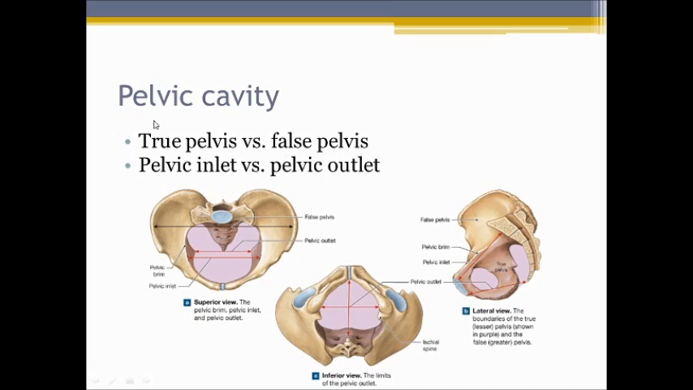We also have the distinction between the true pelvis and the false pelvis. The false pelvis is anything between the iliac crests on either side before it reaches the pelvic inlet. The pelvic inlet is just the opening to the pelvis from the superior view. Anything below the pelvic inlet to the pelvic outlet is the true pelvis, and the pelvic outlet is just the opening to the pelvis from the inferior view.